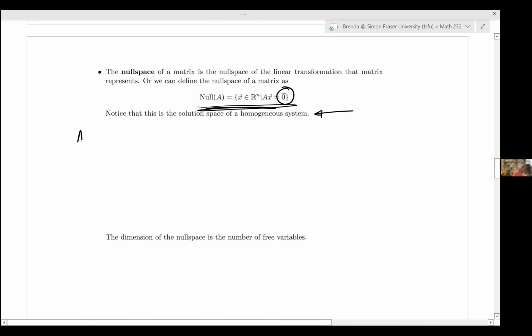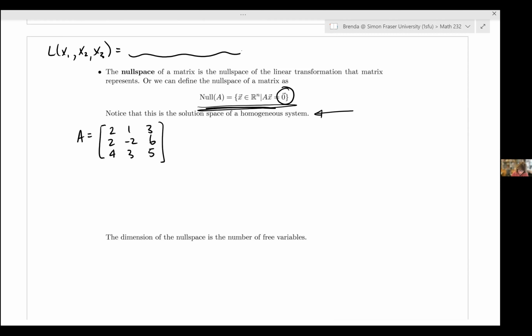Here we've got a linear transformation, and it is represented by this matrix here. You could, if you liked, try to write out what that linear transformation L of x1, x2, x3 looks like. You should be able to do that simply by multiplying this matrix by x1, x2, x3. Okay, so now I'm going to ask, what is the null space of this matrix?